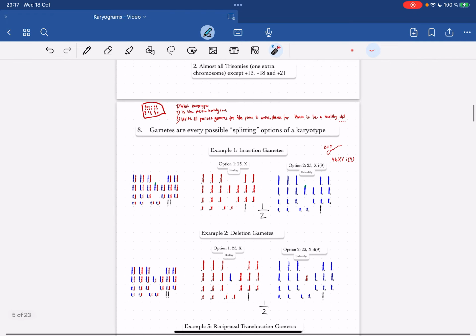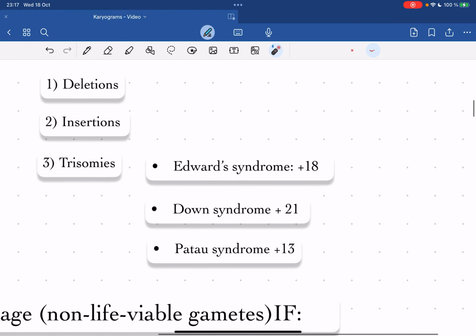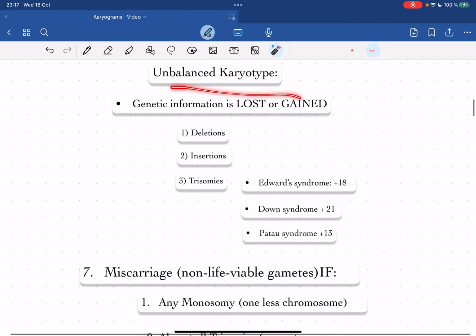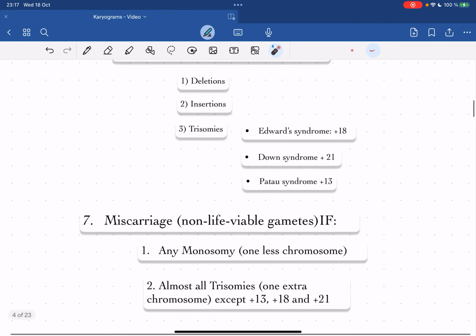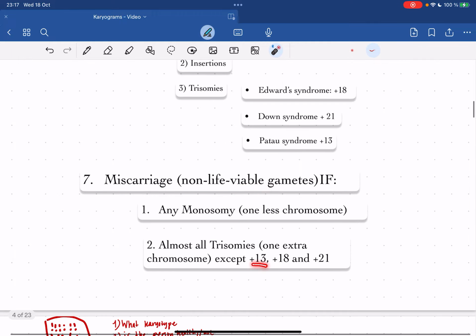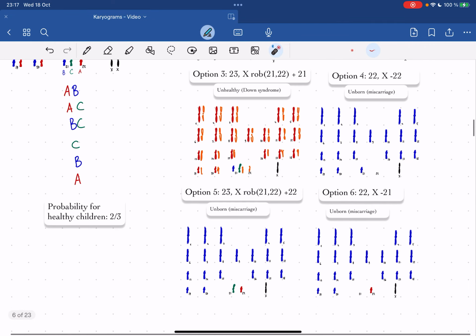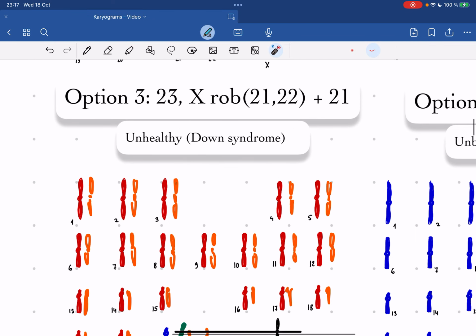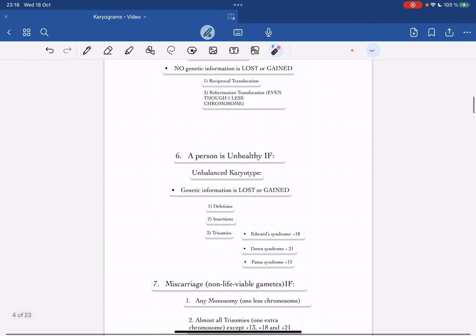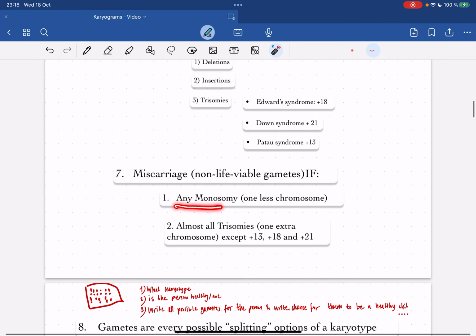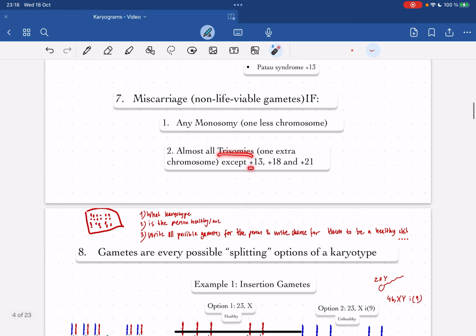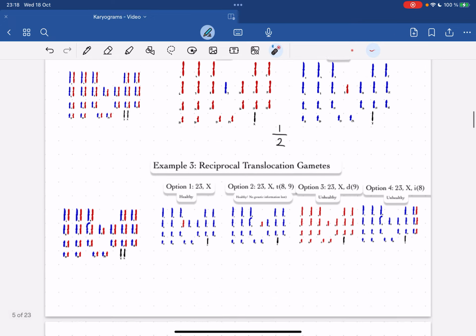Now, if we look up, the only trisomies which are viable for life, so an unbalanced karyotype, but the only ones that are viable for life would be 13, 18, and 21. So these ones right here. And in our case, it would be a plus 21 trisomy. Not minus. Minus means it's a monosomy, and if we remember, monosomies always lead to miscarriages. But trisomies, it's only these ones that don't lead to miscarriages.